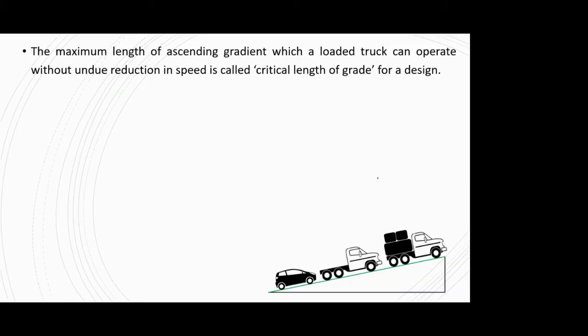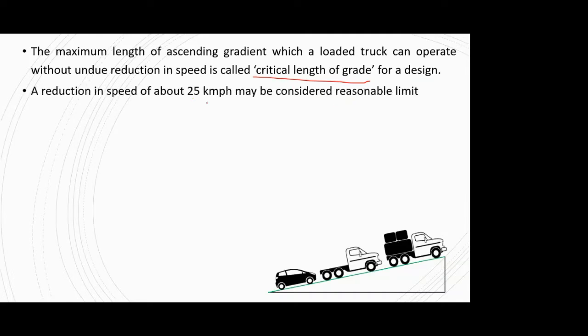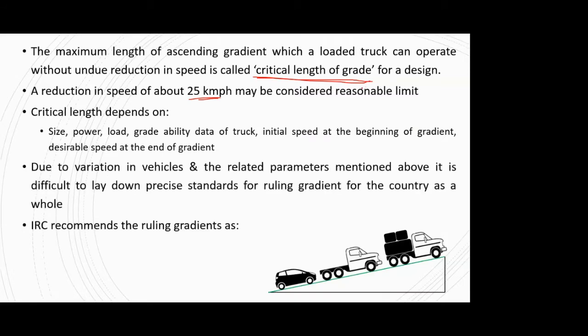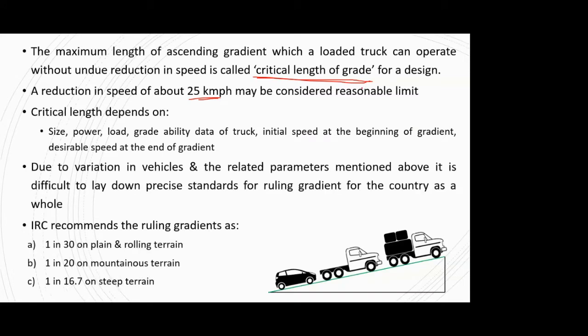And also we have to take into consideration the critical length of your gradient, that is the length for which the speed reduction is reasonable. That reasonable value is 25 kmph, and if you have a speed reduction of more than this 25 kmph, then you need to think about the length of your gradient. You need to minimize it. And then we had seen some values of ruling gradients recommended by IRC.